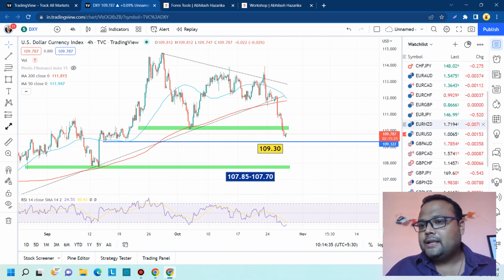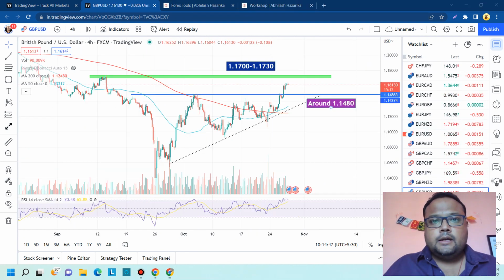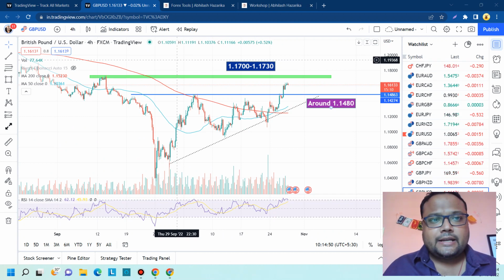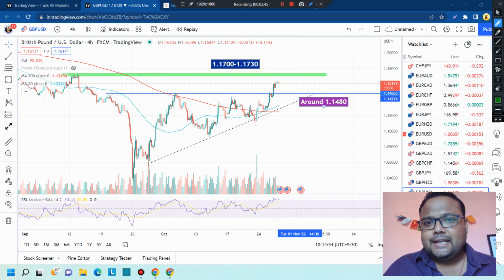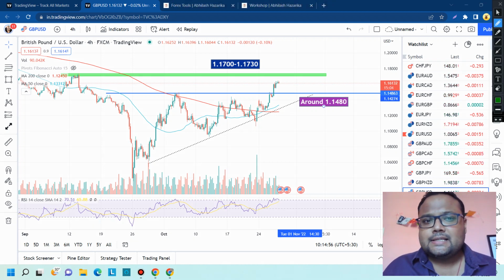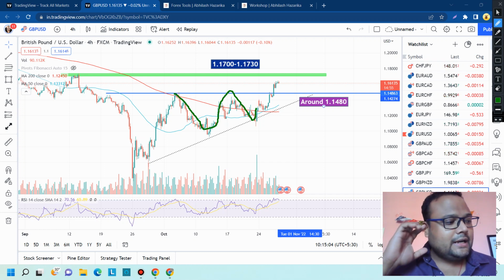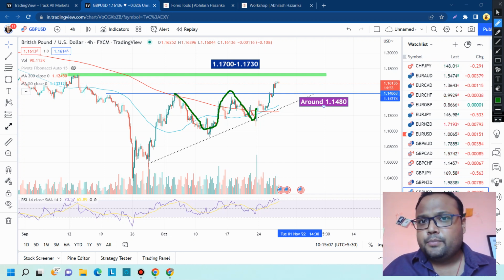Now let's have a look at the chart of pound dollar. So this is the setup that I have made for the day. Okay, we saw an ascending triangle pattern where we had a resistance at the top, and whenever DXY was coming up, GBP USD was coming down, but it was not breaking the previous low. So it was a clear indication that the market is bullish.